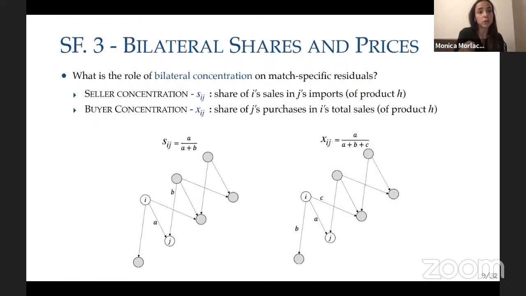Obviously, in order to compute how important is a given buyer J for a seller I, we take total exports of firm I, and then we divide the imports of firm J from firm I over total firm's exports. This is a measure of how exports are concentrated in a given buyer. And these are our two measures of concentration among exporters and importers, respectively.